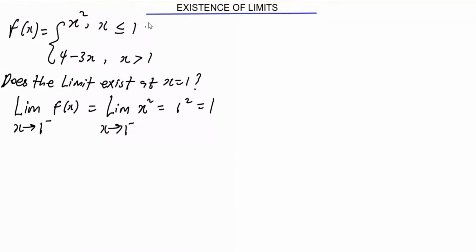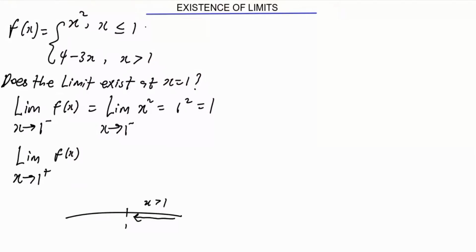Next, let's check the right hand limit. I'm having the limit as x tends to 1 from the right of f of x. Remember, if I'm looking at 1 from the right, I'm looking at values of x that are greater than 1. And which one has greater than 1? This one. So which function are you picking? You are picking this function, 4 minus 3x.